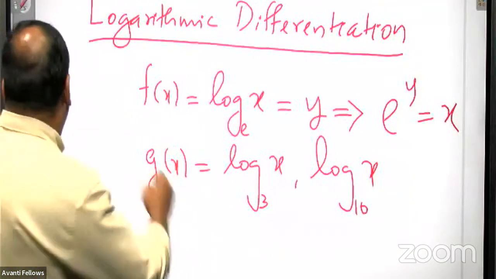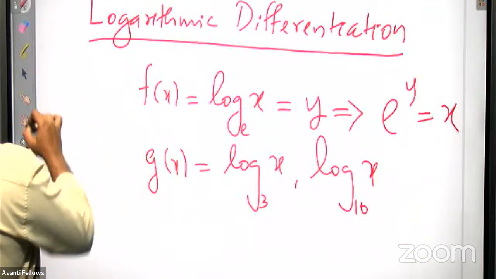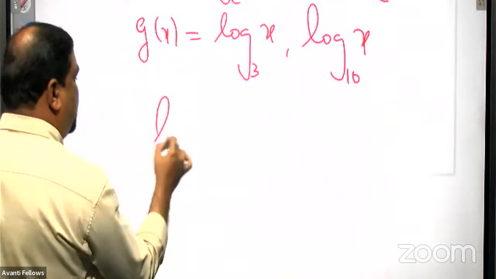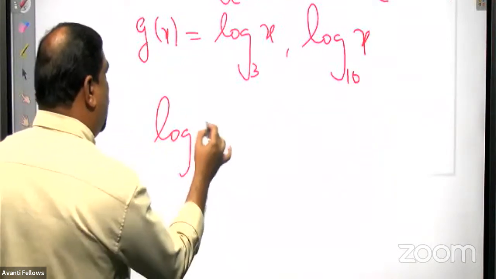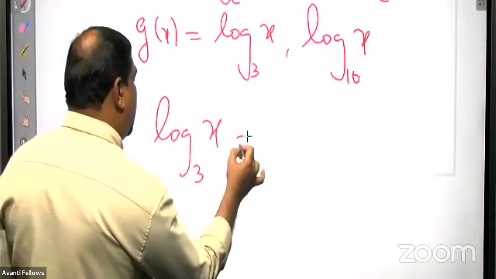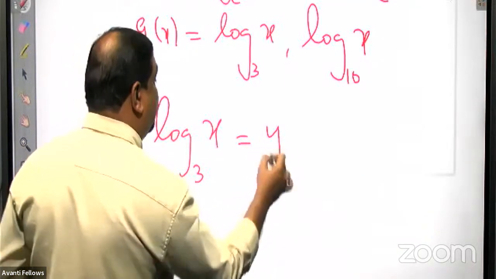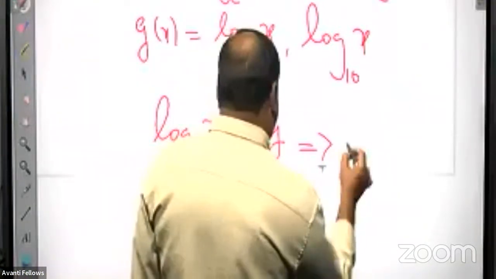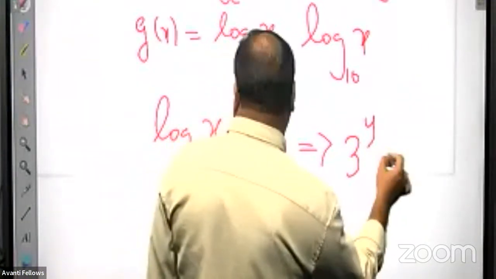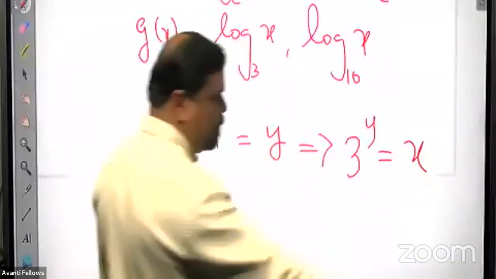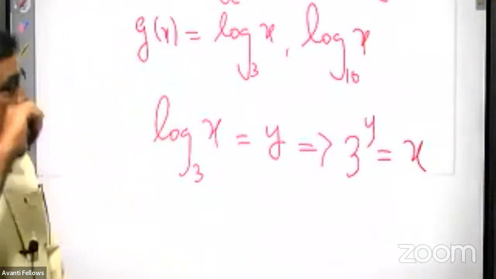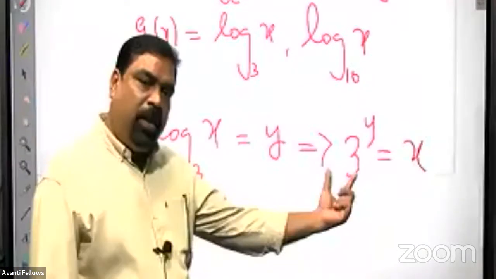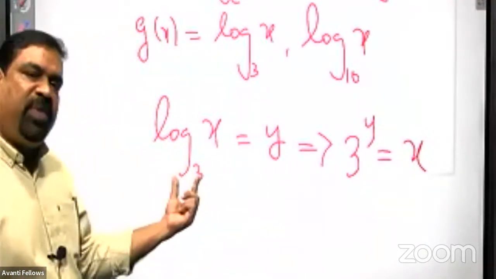Similarly, suppose the base is some other number. Okay, base can be any number. Suppose I say log x to the base 3 is equal to some y, which implies that 3 raised to y is equal to x. So for the exponential function also, the base can be any number. Okay, here the base is 3 actually. The logarithm base is also 3.